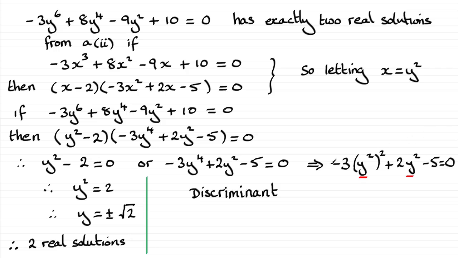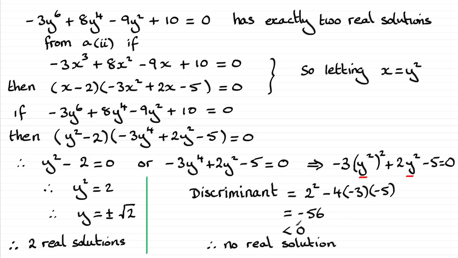So the a in the quadratic is minus 3, the b is 2, and the c is minus 5. Using b squared minus 4ac, we get b squared minus 4 times a times c. Work this out: you've got 4 minus 60, which gives minus 56, and it is a negative number, so we'd expect no real solution. So as you can see, there's only two real solutions coming from this part of the equation: y equals plus or minus root 2.